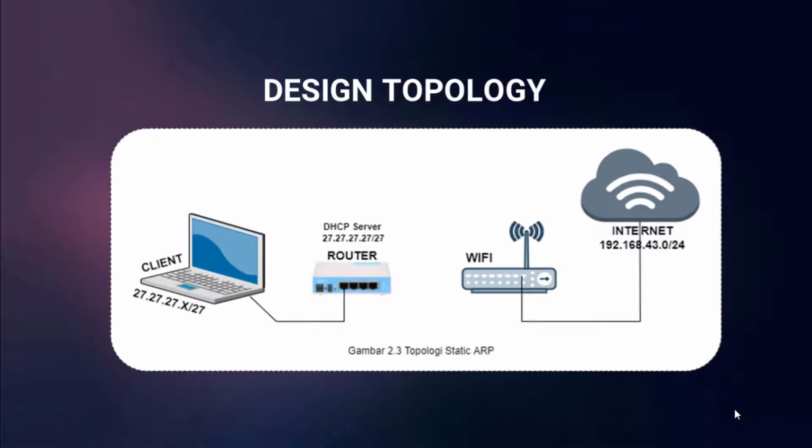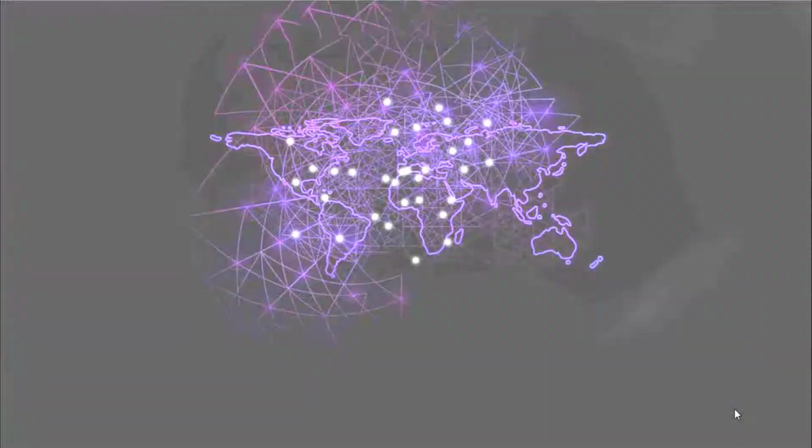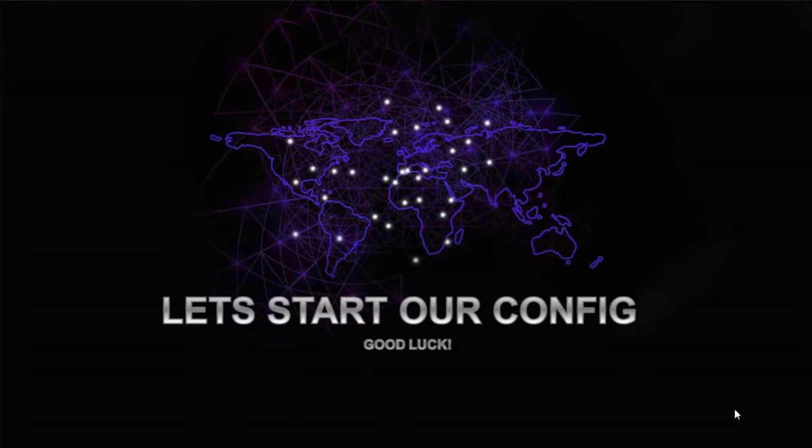This is the topology of the ARP configuration. In this configuration, my router already has internet access, and I've configured the DHCP server previously, and my router already connects to the internet. The DHCP server IP gateway is 27.27.27.27/27. Okay, without any further ado, let's start our config.